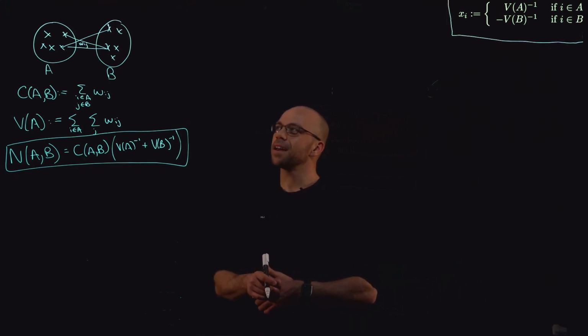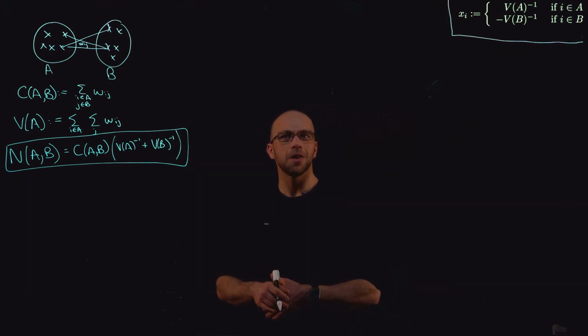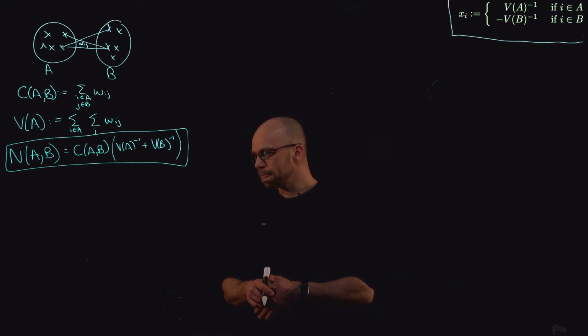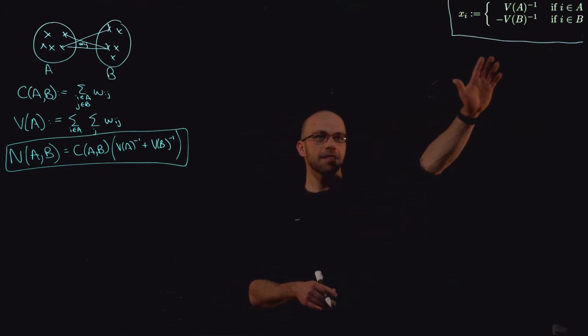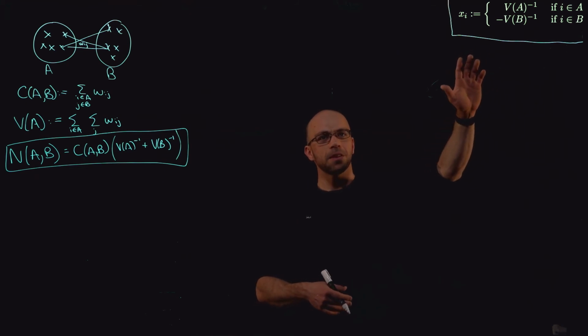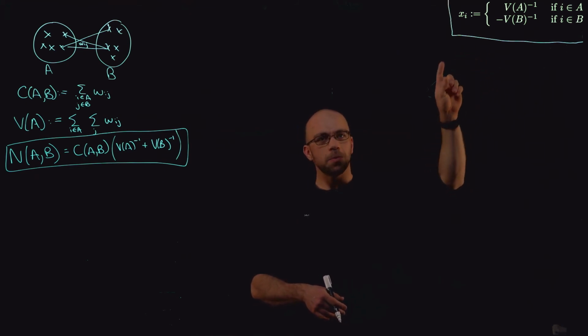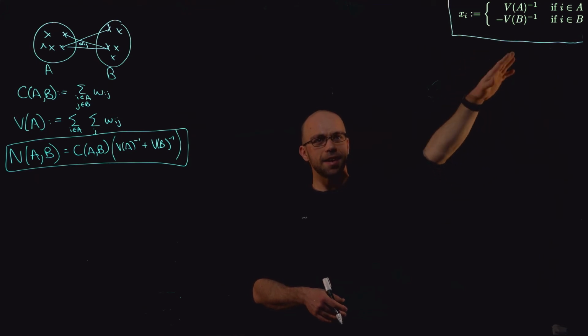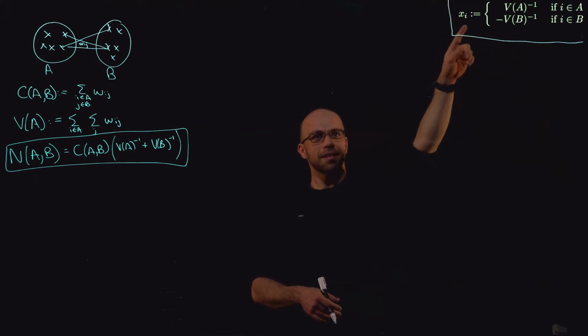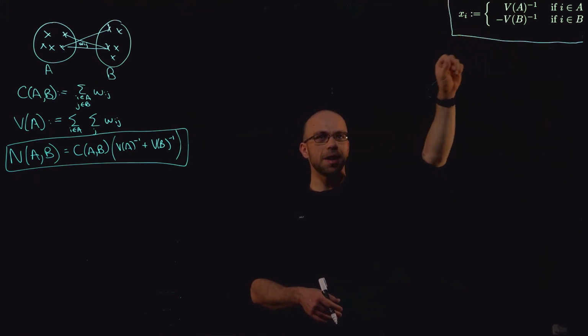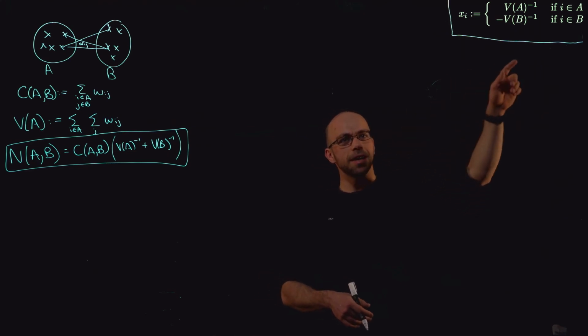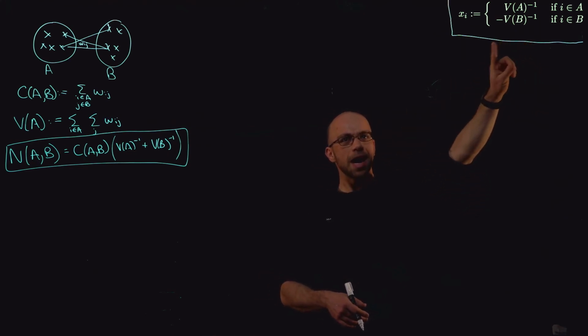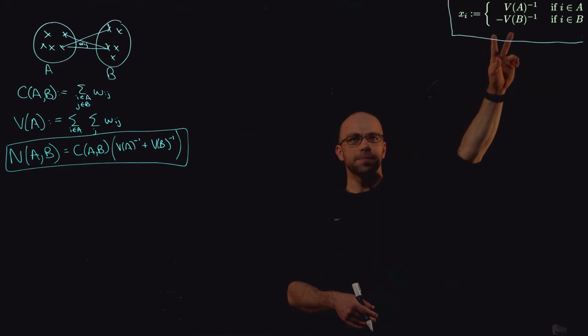So let's say that I have a candidate partition and I want to know how well I did. Then one thing that I can do is define a vector x with elements xi, where if I decided to put data point i into set A, then I'm going to set xi to be 1 over the volume of A. And if I put data point i into set B, I'm going to put minus 1 over the volume of B.